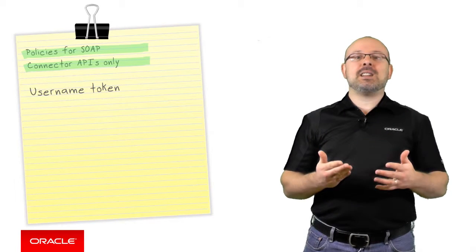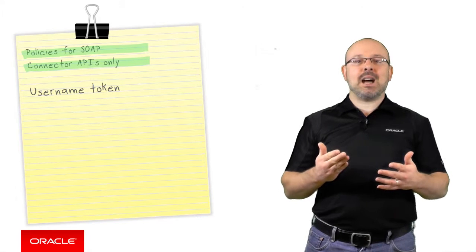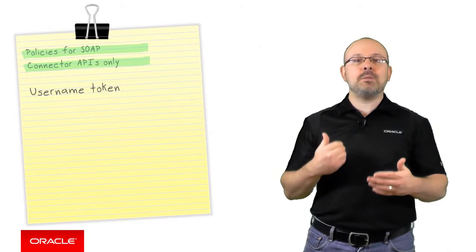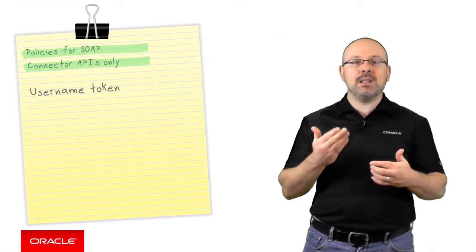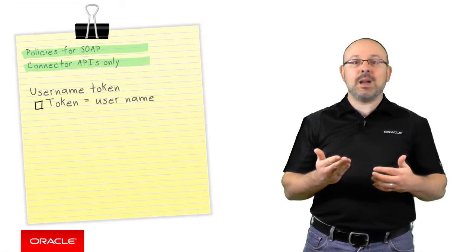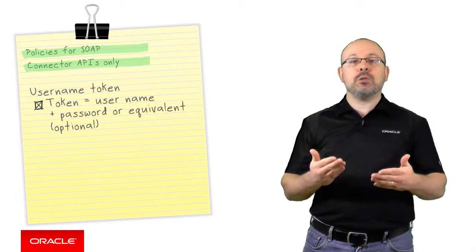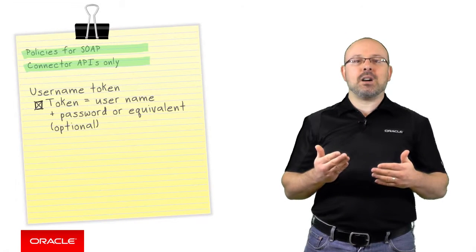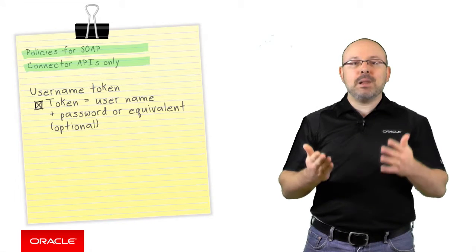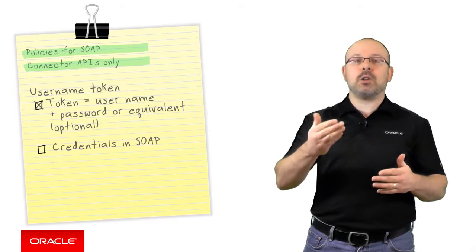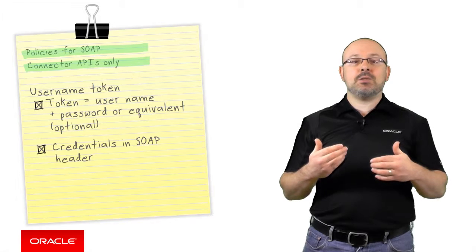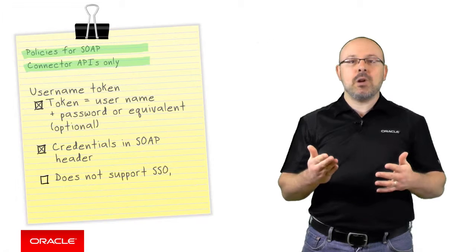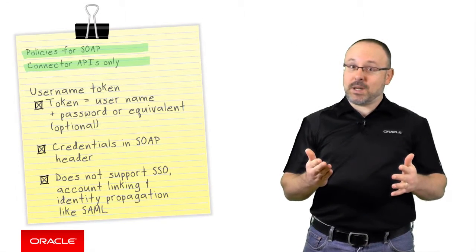In addition to basic authentication and SAML, SOAP connector APIs can use username token policies. A username token is supplied by a web service client as a means of identifying the requester by using a username and optionally by using a password or password equivalent to the web service provider. Those policies are typically simpler to use than SAML and place the required credentials in the header of the SOAP message. One of the big advantages of SAML over username token policies is that SAML supports SSO, account linking, and identity propagation.